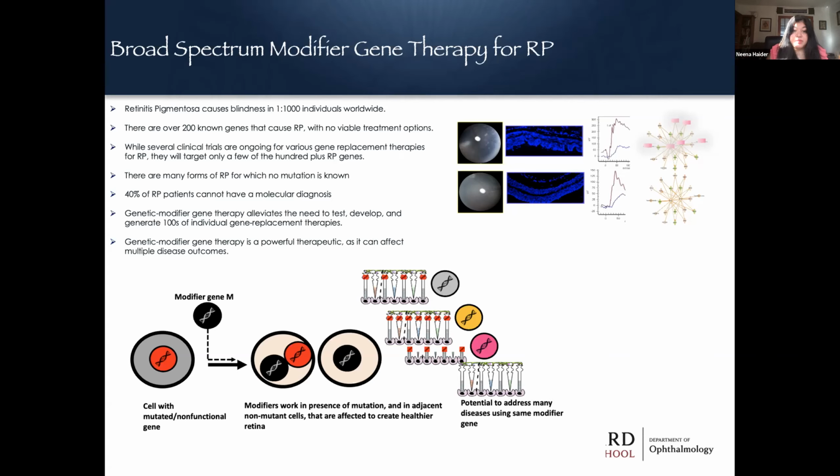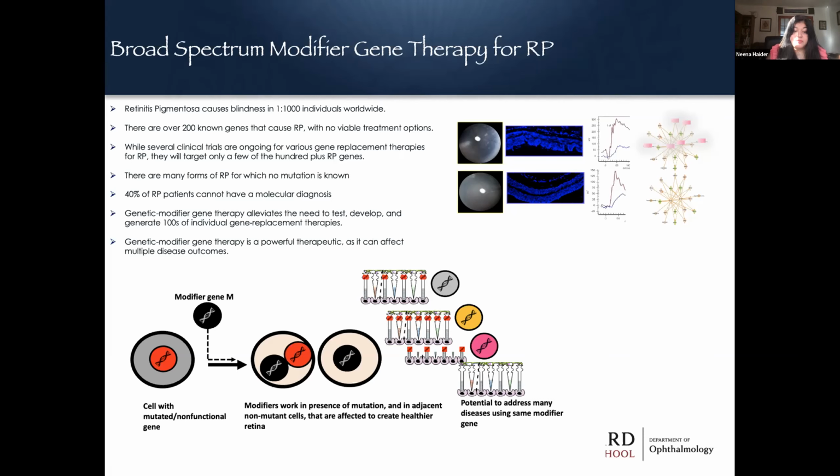And while there are really great clinical trials ongoing for current gene replacement therapies, they're only going to target a few of these hundreds of genes, right? And 40% of patients that have RP can't get a molecular diagnosis. They're novel mutations or spontaneous mutations. They can't get that molecular diagnosis, so they would actually have no option. That's what drove the research here.